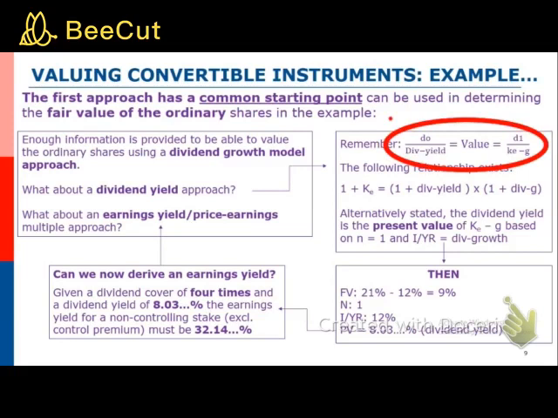So what I'm saying here is, because the value must be the same, D0, the dividend now, capitalized at the dividend yield, must equal D1 capitalized at KE minus G. Is the dividend yield the same as KE minus G? No, it can't be. You can see that by looking at it.